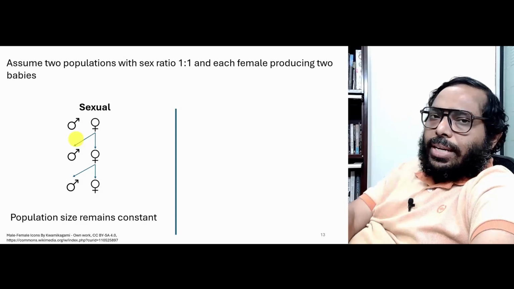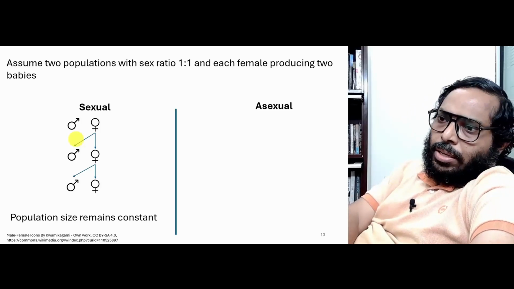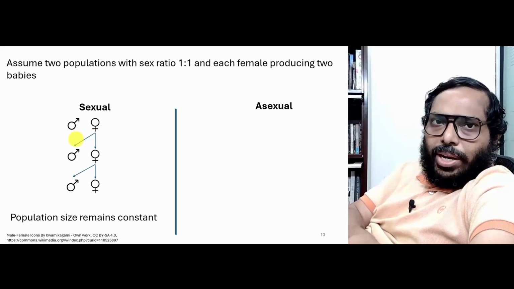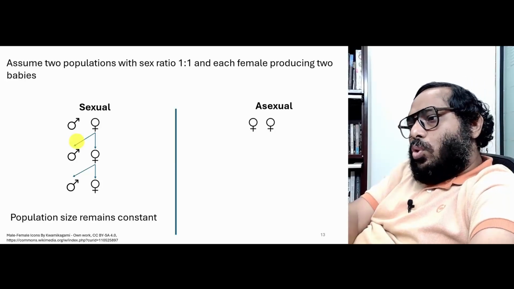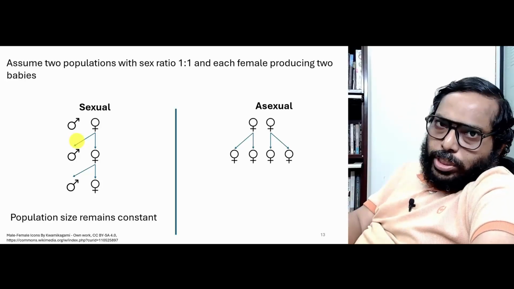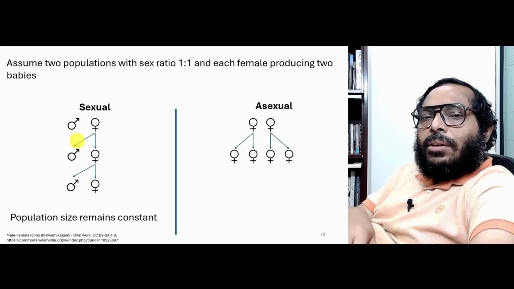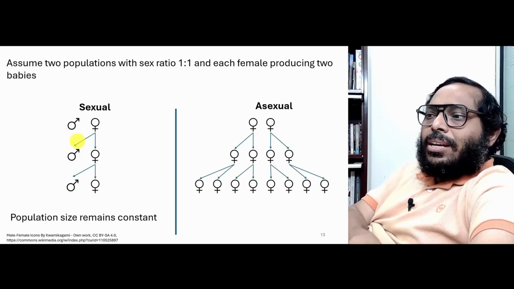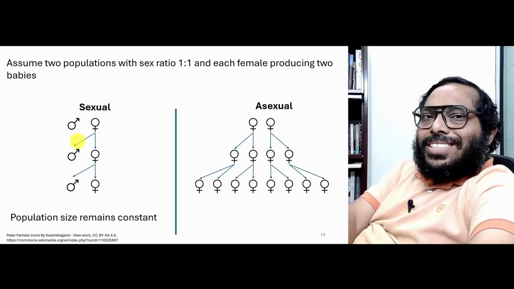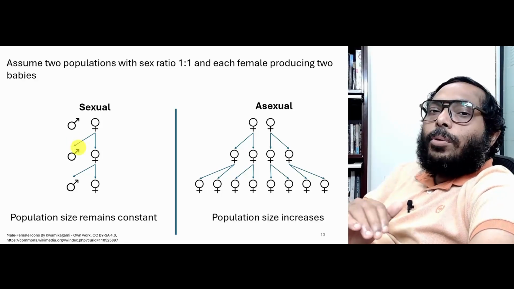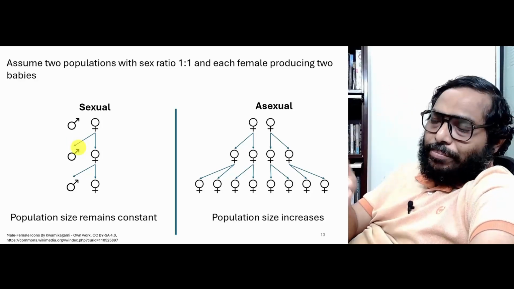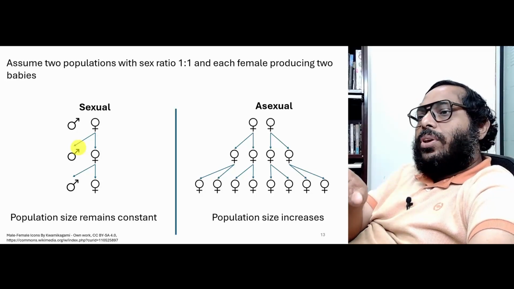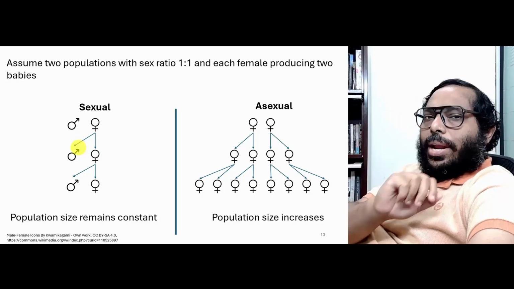Now, think about the other case, the asexual case. Of course, here you can't have males and females, here both of them are female. First female is producing 2 babies, the second female is also producing 2 babies. So, what is happening? From 2 you get 4, next generation 4 becomes 8. So, obviously, the population size in this case does not remain constant, the population size is constantly increasing. Now, this is a toy example where we assume that the sex ratio is 1:1.